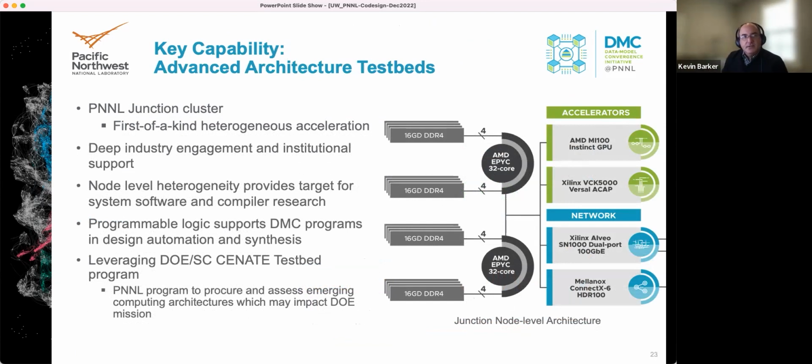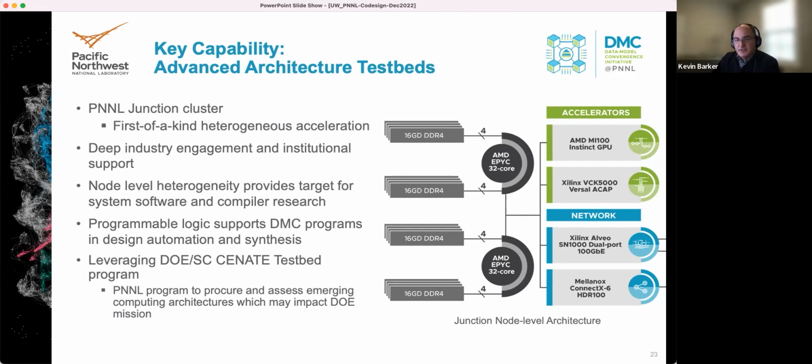I'm almost at the end. I want to save a few minutes for questions, but I wanted to also bring up some advanced architecture testbed concepts that we have within PNNL. We want to be able to demonstrate all these things that we're doing, so we need some hardware to run them on. But clusters with CGRAs and FPGAs aren't quite prevalent. So we stood up a cluster within the past year that we call Junction at PNNL. It's not a large cluster, it's about 50 nodes, but it's a first of a kind heterogeneous compute architecture.